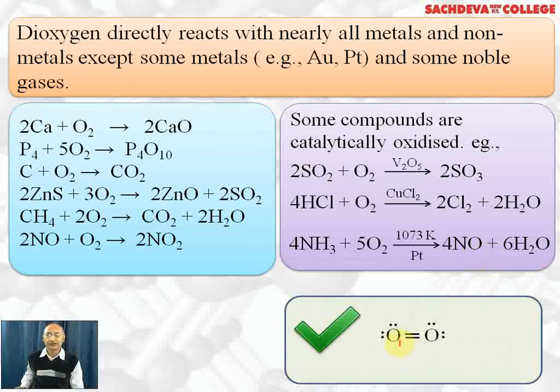This is the structure of oxygen. Oxygen forms a double bond with another oxygen atom. 2 lone pairs of electrons on each oxygen are left. Oxygen is paramagnetic in nature due to the presence of unpaired electrons in anti-bonding orbitals.